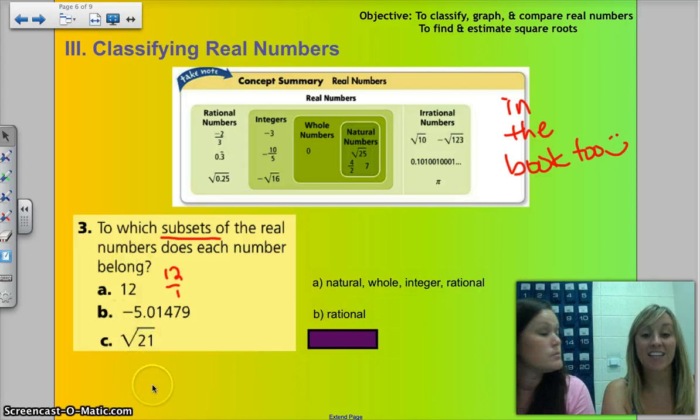I got it right. Next is the square root of 21. I'm proud of you, by the way. Thanks. Square root of 21.